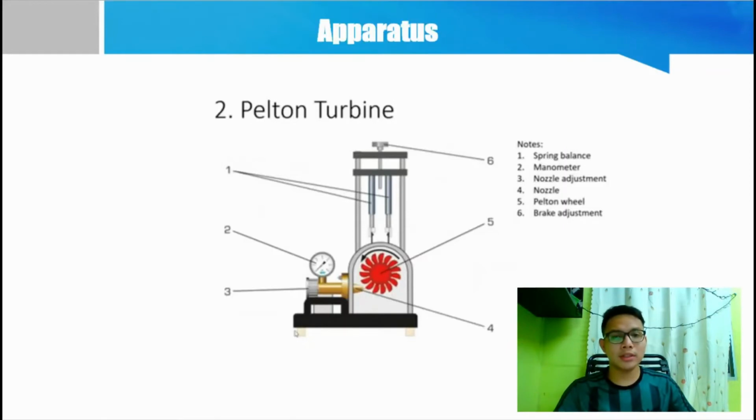So here you can see the setup of the Pelton turbine experiment, which specifically shows the above part, which is the Pelton turbine. This Pelton turbine consists of spring balance, manometer, nozzle adjustment or spear adjustment, Pelton wheel, and brake adjustment. So this is the typical setup of a turbine experiment.